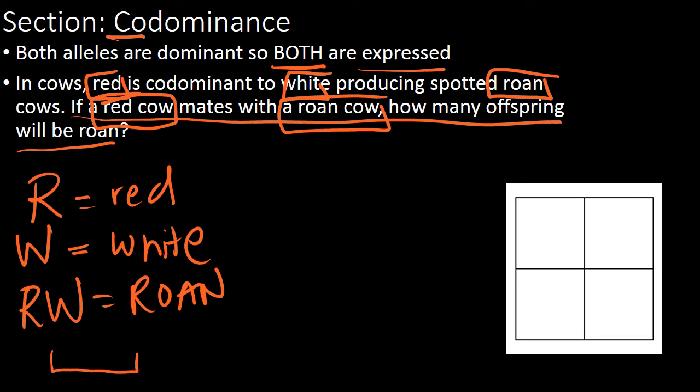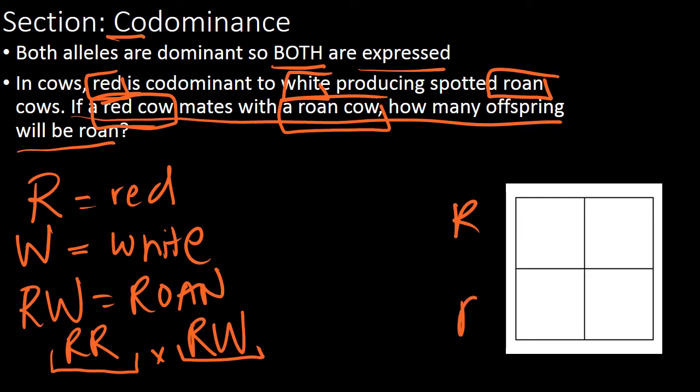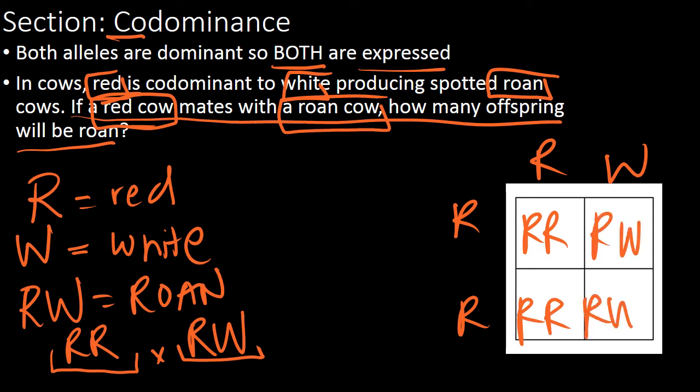I'm going to go ahead and write down what my parents are. My first parent was red, capital R, capital R. My second one was roan, capital R, capital W. Fill in your Punnett square. And it asks how many offspring would be roan. To be roan, I'm looking for red and white. That would be 50%.